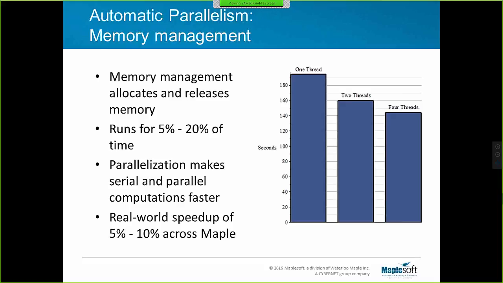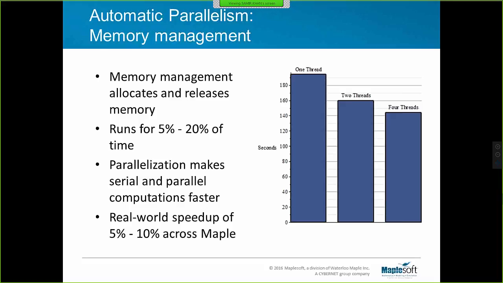The garbage collector is an algorithm that handles Maple's memory usage. It allows Maple to track and reuse memory even when it's no longer in use. To do this, the collector runs periodically and scans the memory that Maple has allocated, looking for memory that can be reclaimed. Typically, for real, non-trivial examples, it runs about 5 to 20% of the time.